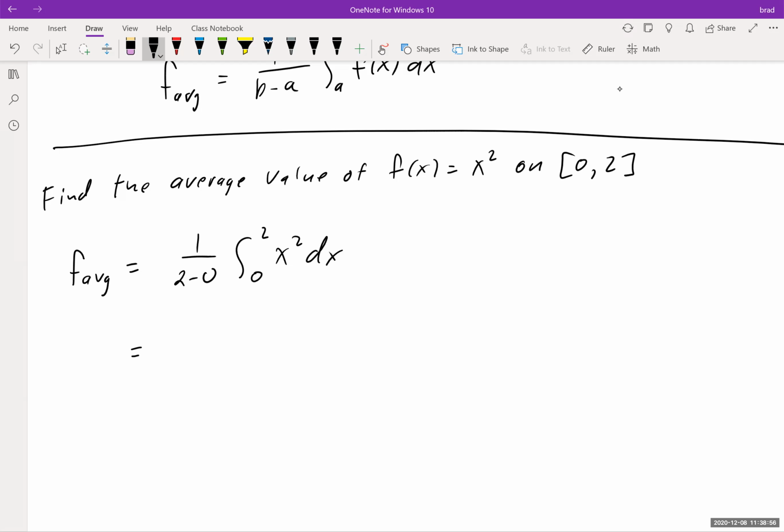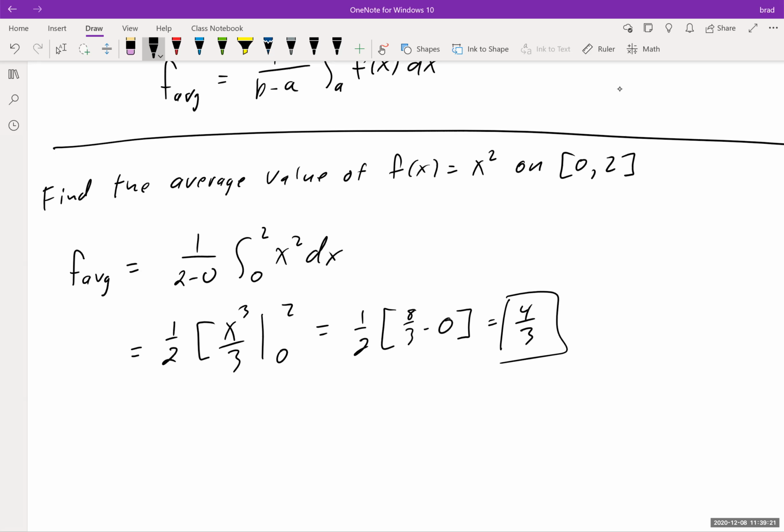So this would equal 1/2 times the value of x cubed over 3 from 0 to 2. And then we get 1/2 times, what do we got here? That would be 8/3 minus 0. So we get 8/6, which would be 4 over 3. And that would be our average value of our function. So it's pretty easy to work with.